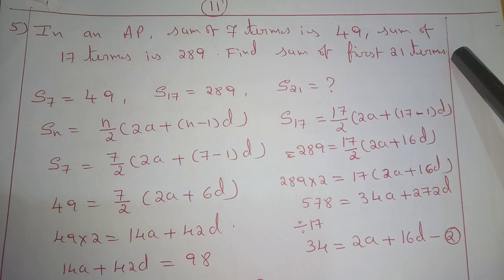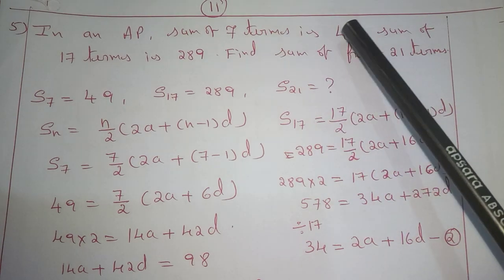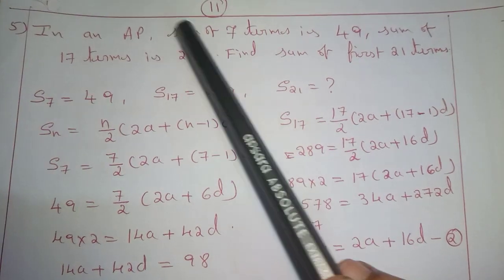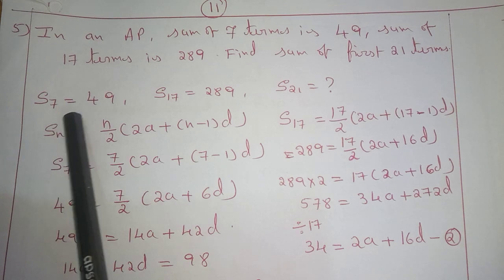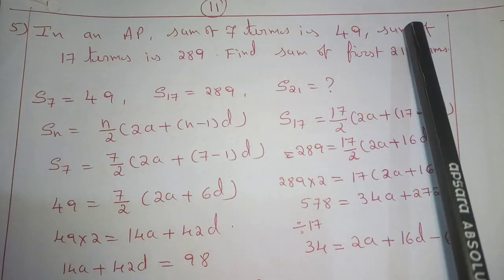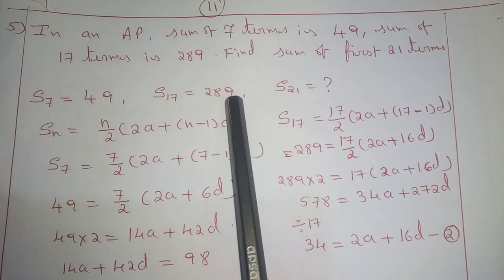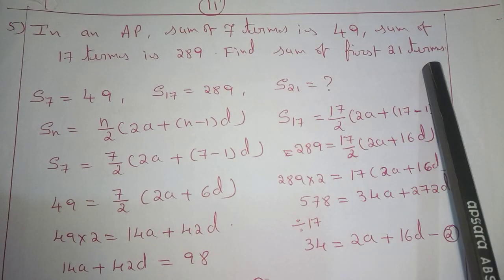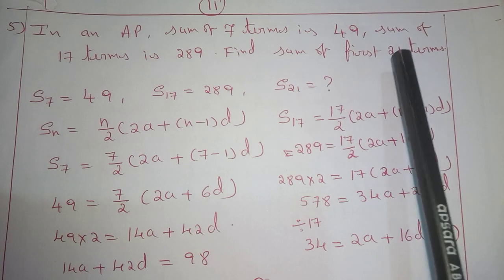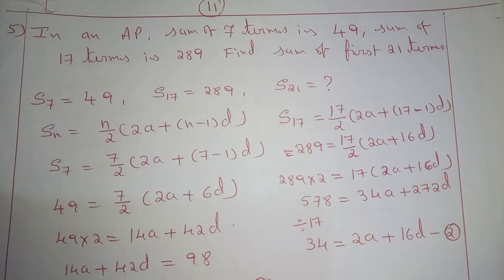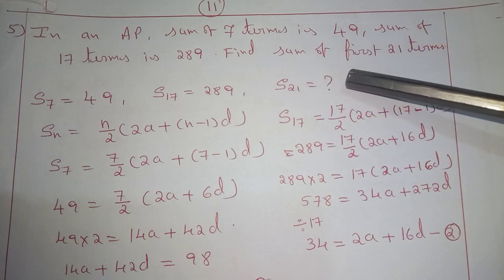I hope all of you copied the question. Read the question carefully. What is given? Sum of 7 terms, S7 is equal to 49. Sum of 17 terms, S17 is equal to 289. Find the sum of first 21 terms. Sum of 21 terms, S21, is equal to how much? S7 is 49, S17 is 289, S21 how much?